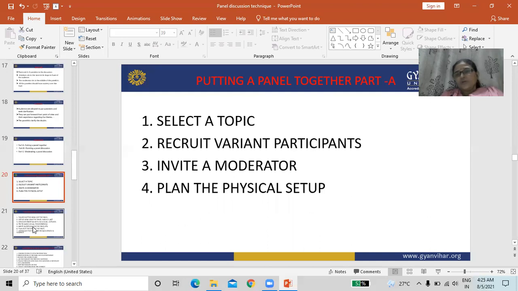Invite a moderator. Then plan the physical setup and the other physical arrangements: sitting arrangement, water arrangement, and other facilities should be included in the physical plan. Mic and all other things are planned in the physical setup.